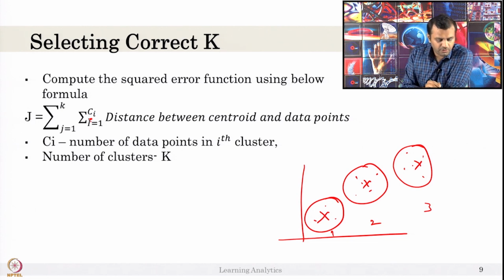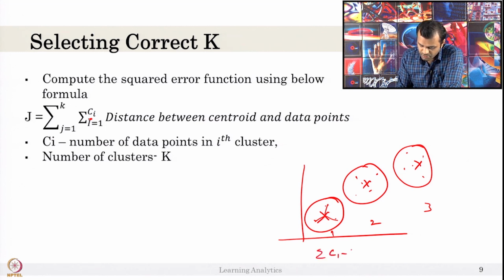Within the 3 centroids, okay, there will be a lot of data points in each cluster. In this cluster there might be like 3 data points. So, compute the distance between centroid and data point. So, summation of all these distances.